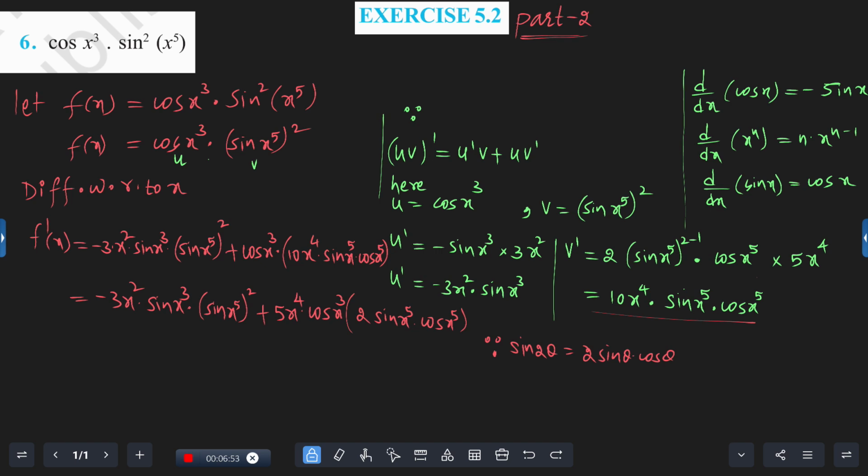Okay. So that, and this one will be 3x square sine x cube into sine square x power 5 plus 5x power 4 into cos x cube into, this looks like 2 sin theta cos theta. What can we write? Sin 2 theta, right? So sin 2 theta means x power 5. That's it. So this is our final answer. Understand children? This is our final answer for the sixth one.